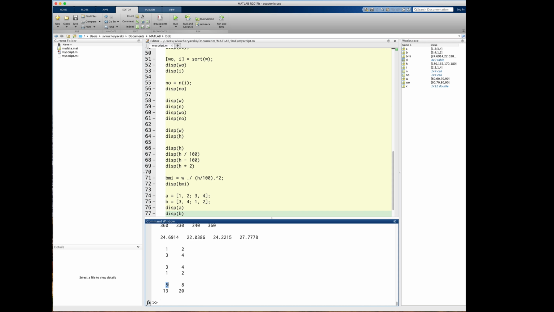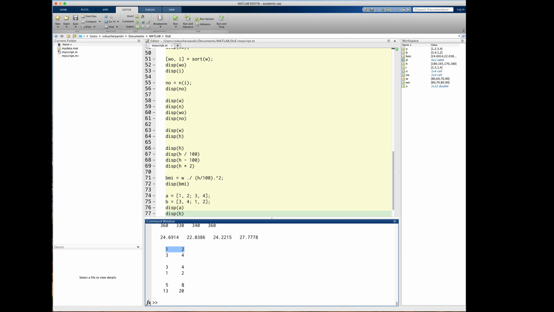Well, you remember, this is dot product. In dot product, when we have two matrices, we take the first row of the first matrix and multiply it to the first column of the second matrix, and then we sum up the values. So it will be 1 times 3 plus 2 times 1, which is 5.